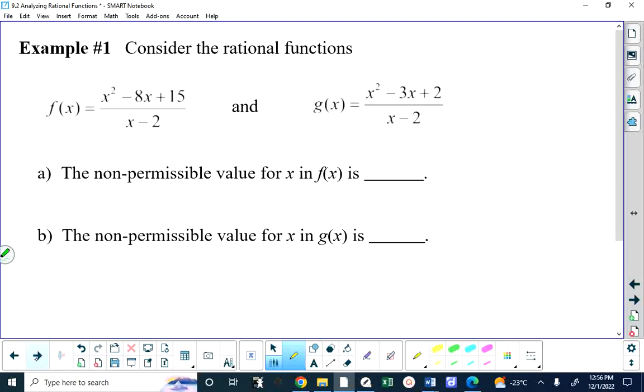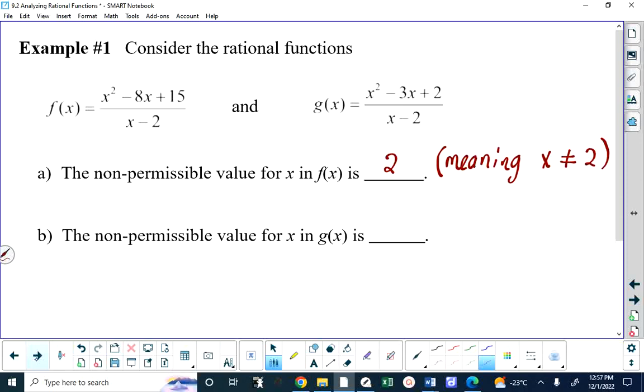To begin with here, we're going to graph these two functions, but first let's write out the non-permissible values of x in f of x. Well, look, you can't divide by 0. So it's not even a matter of doing anything algebraically. I think that you should be able to say the non-permissible value of x is 2. What that means is that x is not allowed to be 2.